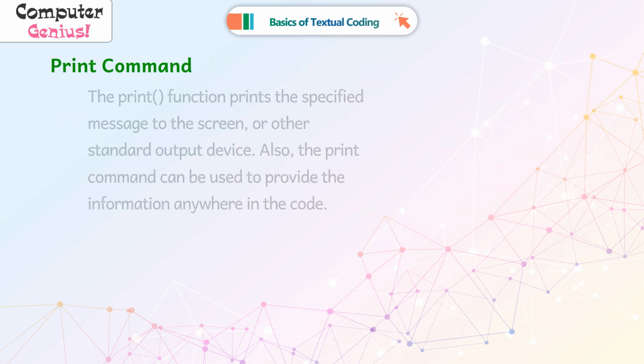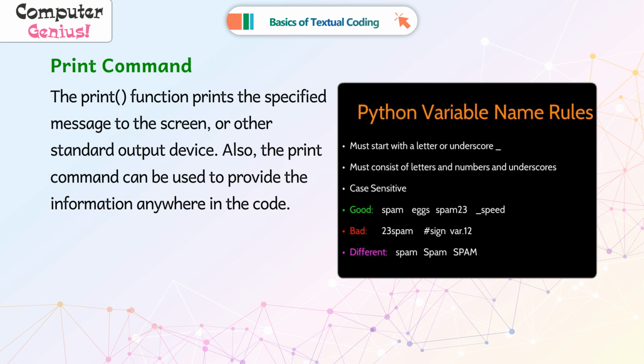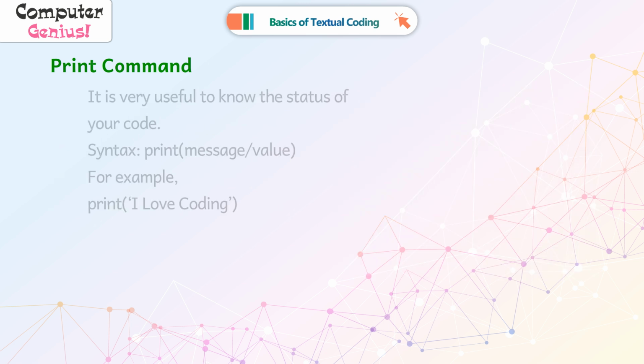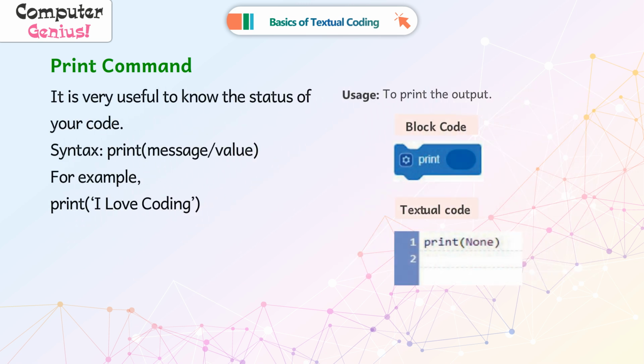Print command. The print function prints the specified message to the screen or other standard output device. Also, the print command can be used to provide information anywhere in the code. It is very useful to know the status of your code. Syntax: print, message or value. For example, print "I love coding." Usage: to print the output. Block code, textual code.